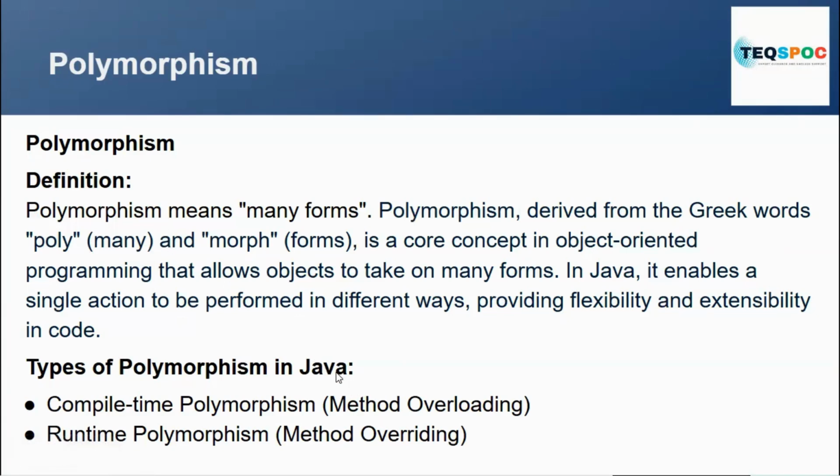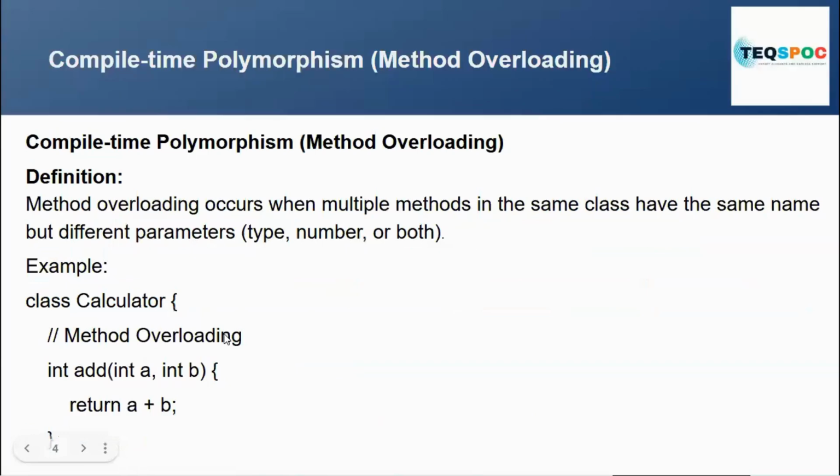So there are two types of polymorphism: overriding, which is known as runtime polymorphism, and overloading, which is known as compile time polymorphism. In an interview, you will definitely get this question: what is polymorphism? You have to define polymorphism, then its types, and then give an example and definition. That is all you have to tell. First, let's see what is overloading.